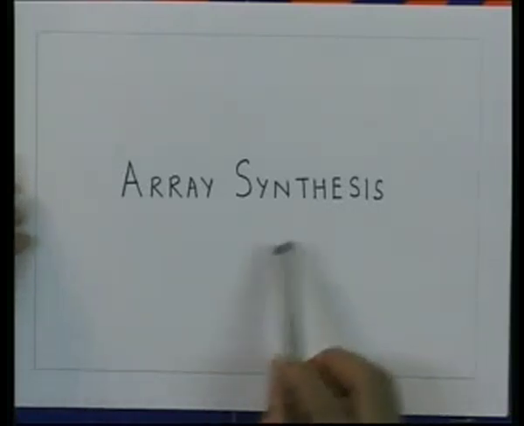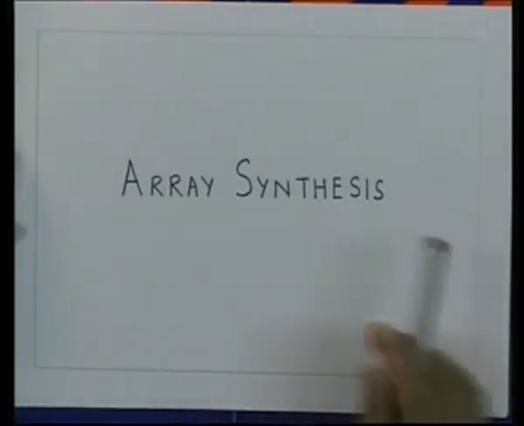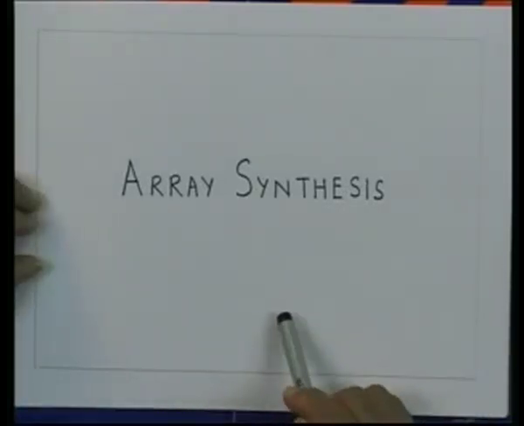So here the radiation pattern is specified and we have to find the parameters of the array, like the number of elements required in the array, the spacing between the elements of the array, and also the current excitation of the antenna elements of the array.